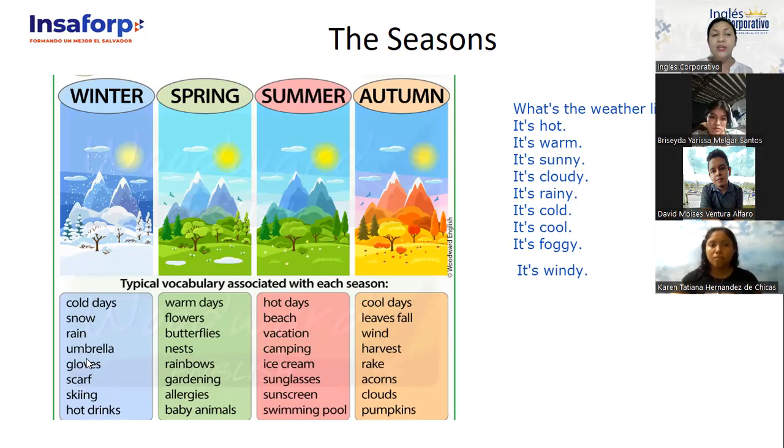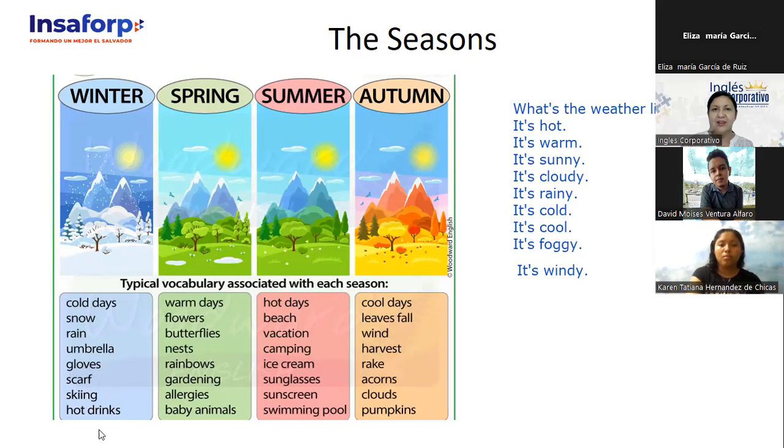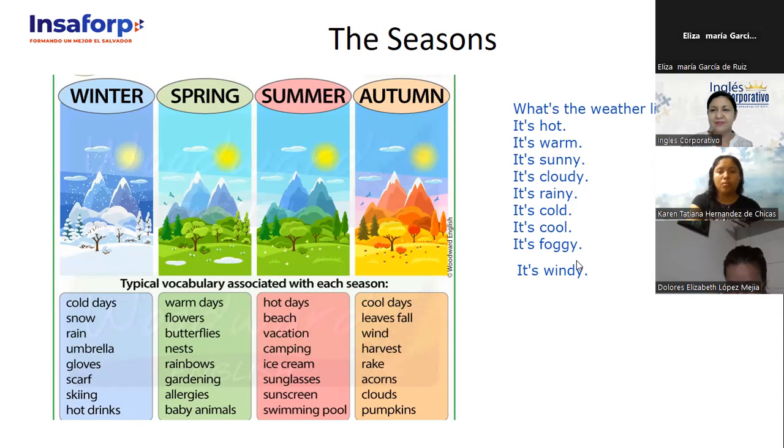we have rain, we need to use an umbrella. We wear gloves, a scarf, we can go skiing, and we have hot drinks. For example, which hot drinks do you like to drink when it's cold in winter? Elisa? Perdón, teacher. ¿Qué significa foggy? Foggy, neblinoso. Ah, ok. Gracias, solamente.